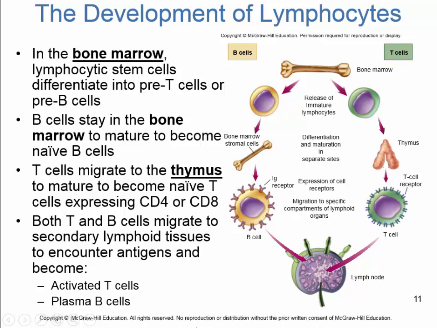T cells and B cells will migrate to secondary lymphoid tissues when antigen has been encountered. This will then cause the T cells to become activated T cells, the B cells to be activated B cells, which are now called plasma B cells.